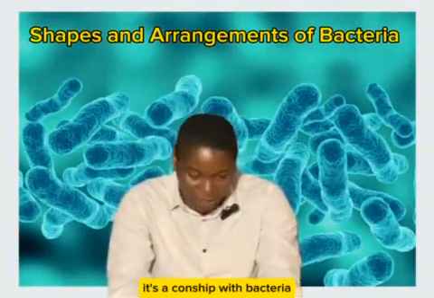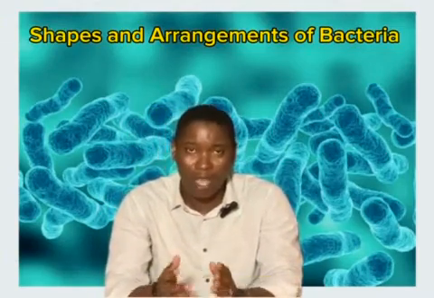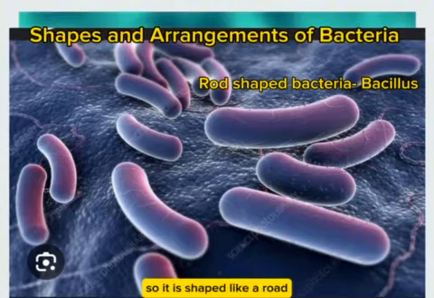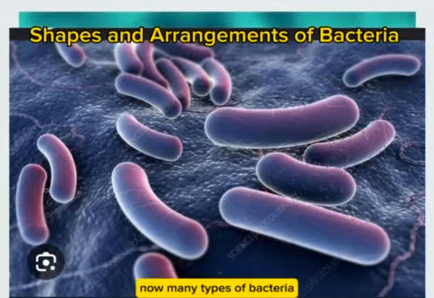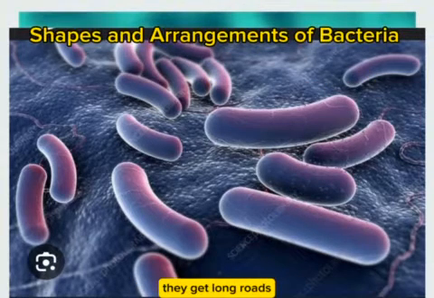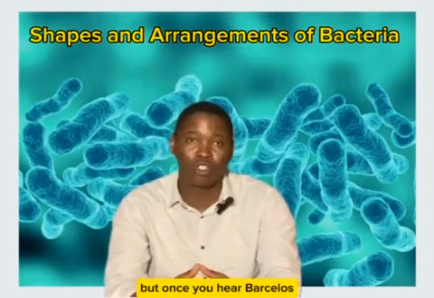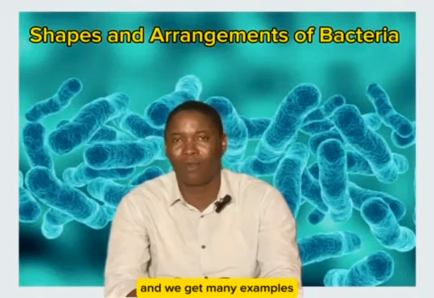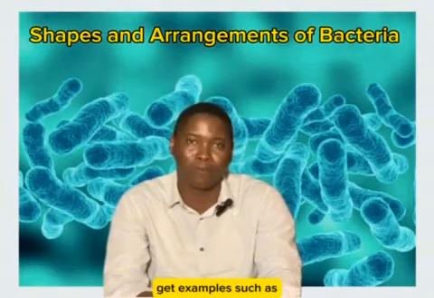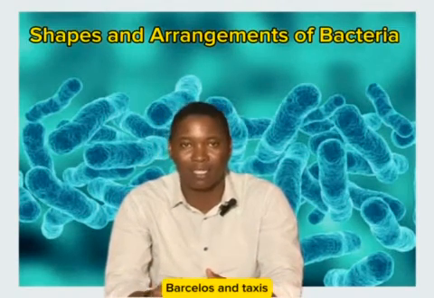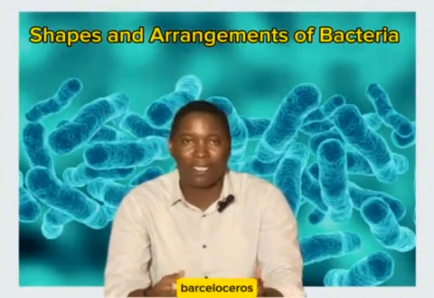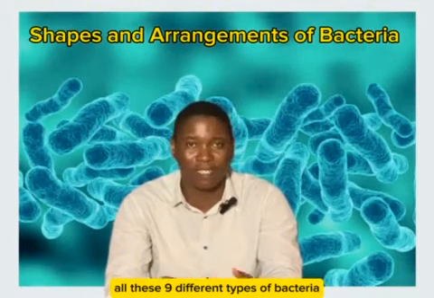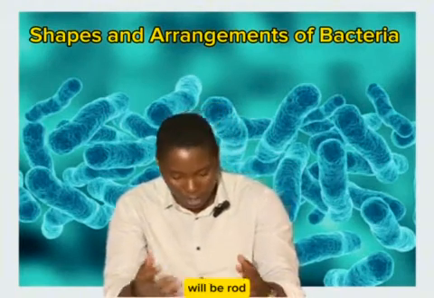The second shape wey bacteria dey get na bacillus, and bacillus means rod, so e dey shaped like a rod. Now many types of bacteria dey, you get long rods, you get short rods, but once you hear bacillus, you know say that bacteria get the shape of a rod. And we get many examples. You get examples such as Bacillus anthracis, Bacillus subtilis, Bacillus cereus. All these na different types of bacteria wey be rod shaped bacteria.